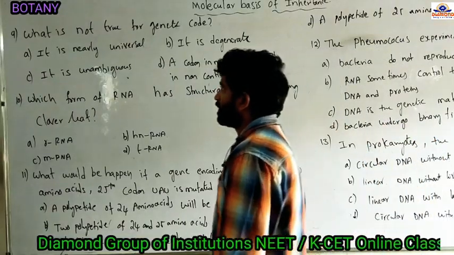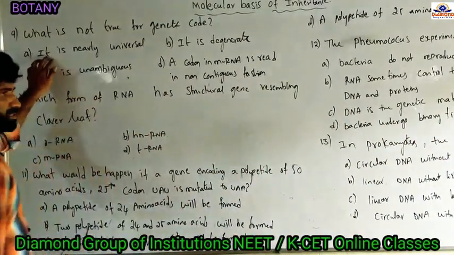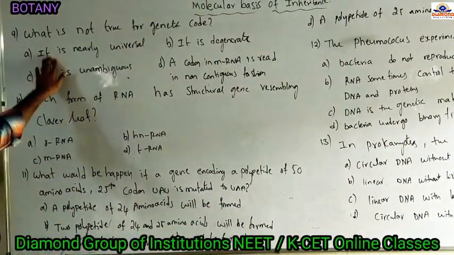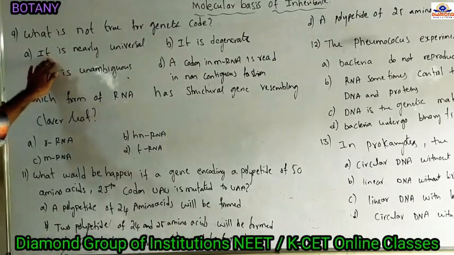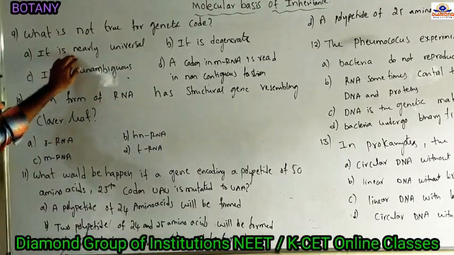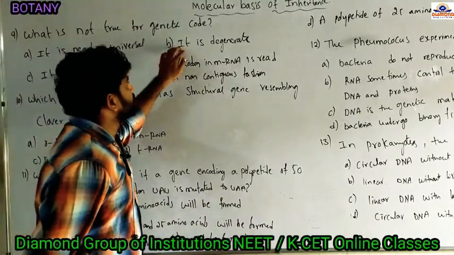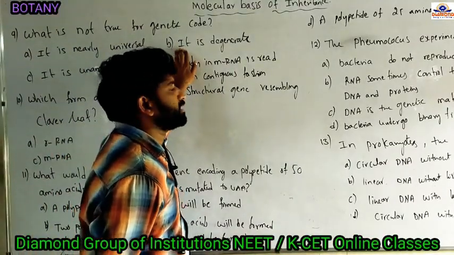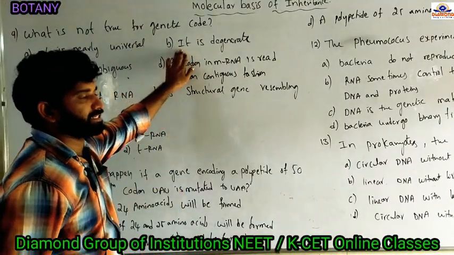So you know the properties of the genetic code that we have studied. Genetic code is nearly universal. Some exceptions, as we discussed, are in the mitochondrial genome. So it's nearly universal, and it's degenerate. Yes, genetic code is also called degenerate.